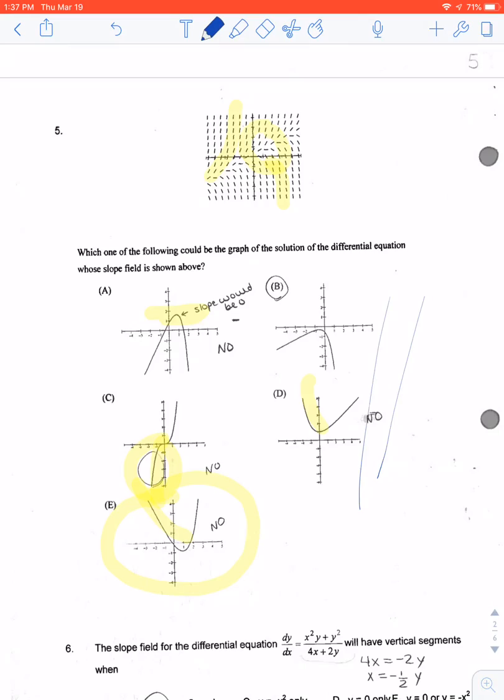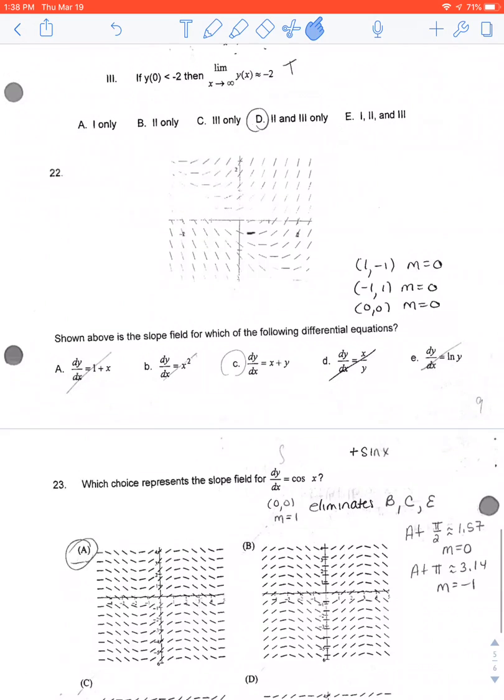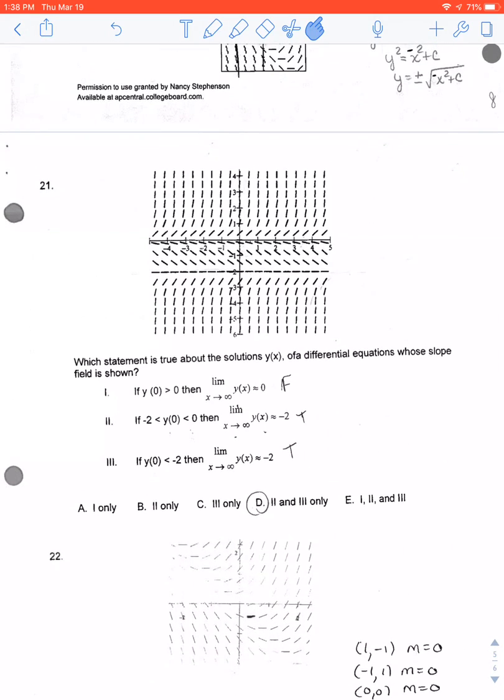And then number 21 was the next one on that set. And this one, yeah, the way they wrote it was a little weird. They're basically saying, if your values are above the x-axis, if they're greater than 0, would the limit as x approaches infinity go to 0? Well, as x approaches infinity, those values are soaring. Those slopes are getting steeper, so that's false.